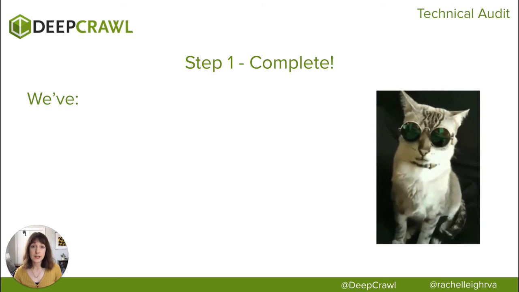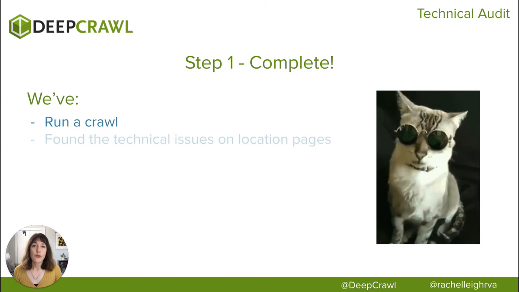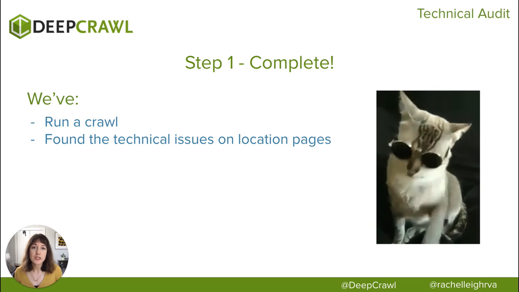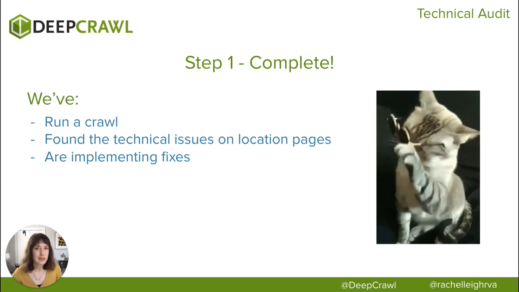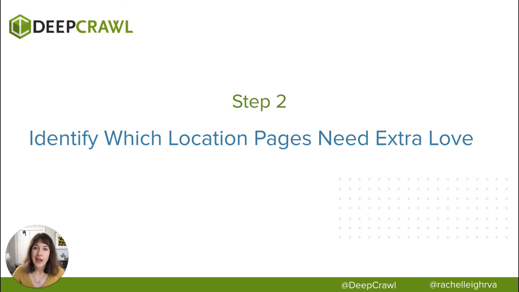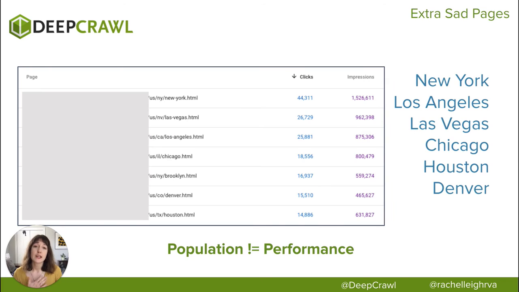All right, so step 1's complete. We've run a crawl. We've found technical issues on our location pages, and then hopefully we are implementing fixes. So we will celebrate with this cool cat gif. And move on to step 2, which is identifying which location pages need some extra love. And because these pages need extra love, I've labeled them as extra sad.